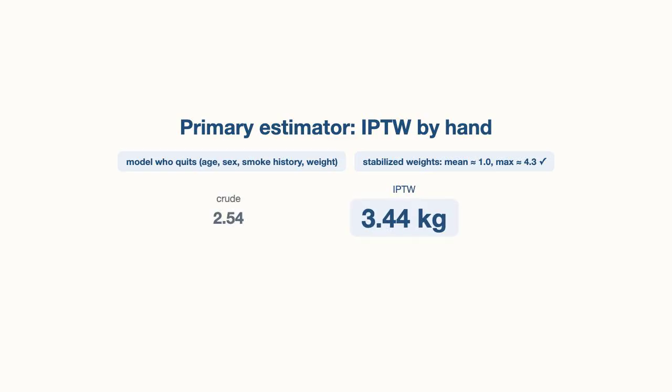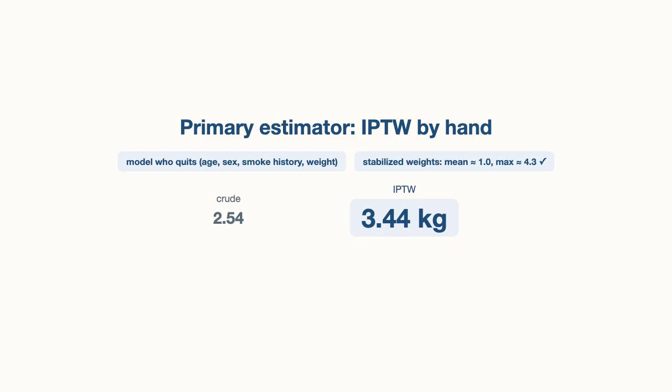The primary estimator, straight from the flowchart's left branch. Inverse probability weighting. Model who quits, given age, sex, how much and how long they smoked, exercise and weight at baseline. Build stabilized weights and check the alarm. Mean weight near 1, max around 4.3. Healthy, no monsters. Then run the marginal model on the pseudo-population, and the effect is 3.44 kilograms.